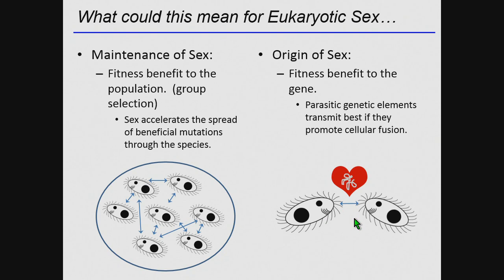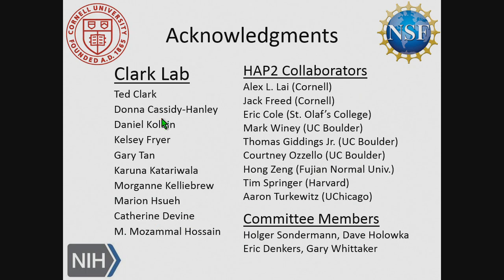So one theory by Donald Hickey in 1982 suggested that parasitic genetic elements such as transposons or viruses could promote the initial sexual cell fusion events in order to enhance their own transmission through early eukaryotic populations. And I think with this connection to viral fusion proteins, we might want to reconsider this theory, although it's very difficult to test.